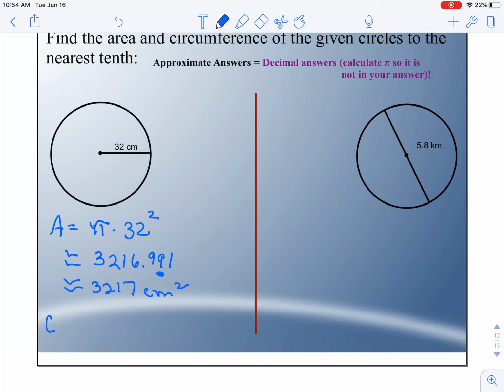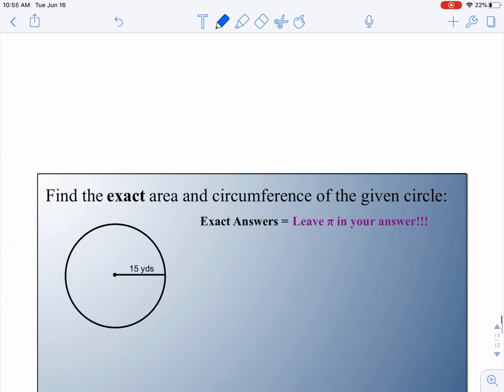For circumference, the circumference is pi times diameter, or in this case, it might be easier to use 2 times pi times the radius, which is approximately 201.6 centimeters. Now, if you're looking for your pi button on your graphing calculator, you're going to have to use the second button with the pi button, which is right under the clear. So look for that. I'll let you do the second example. Again, I think you can handle this, but I will work it out in the notes.